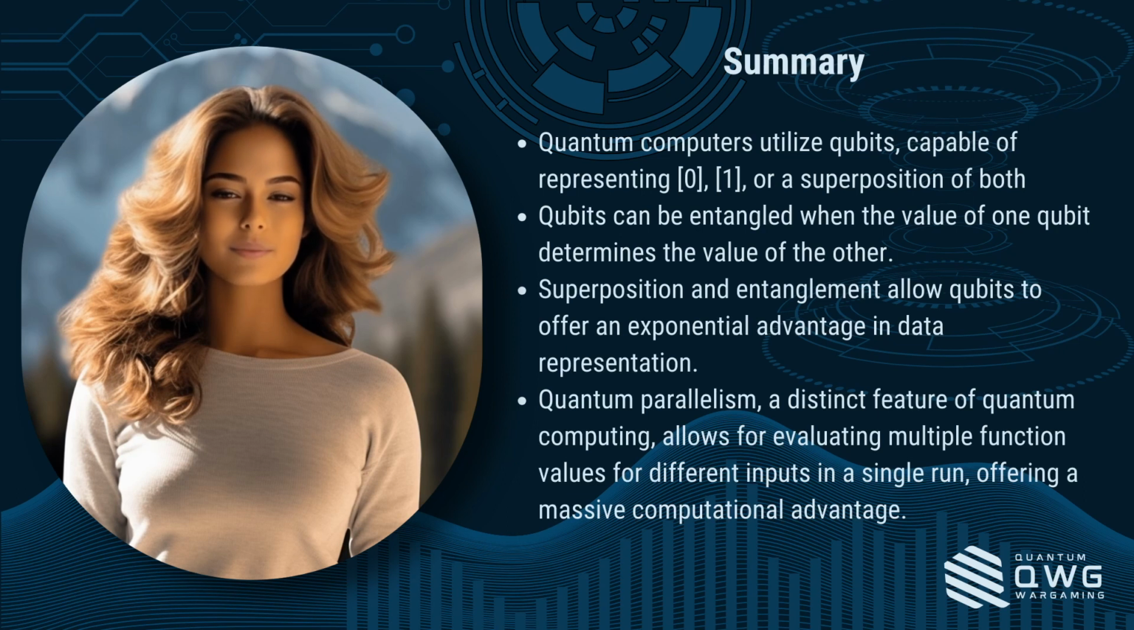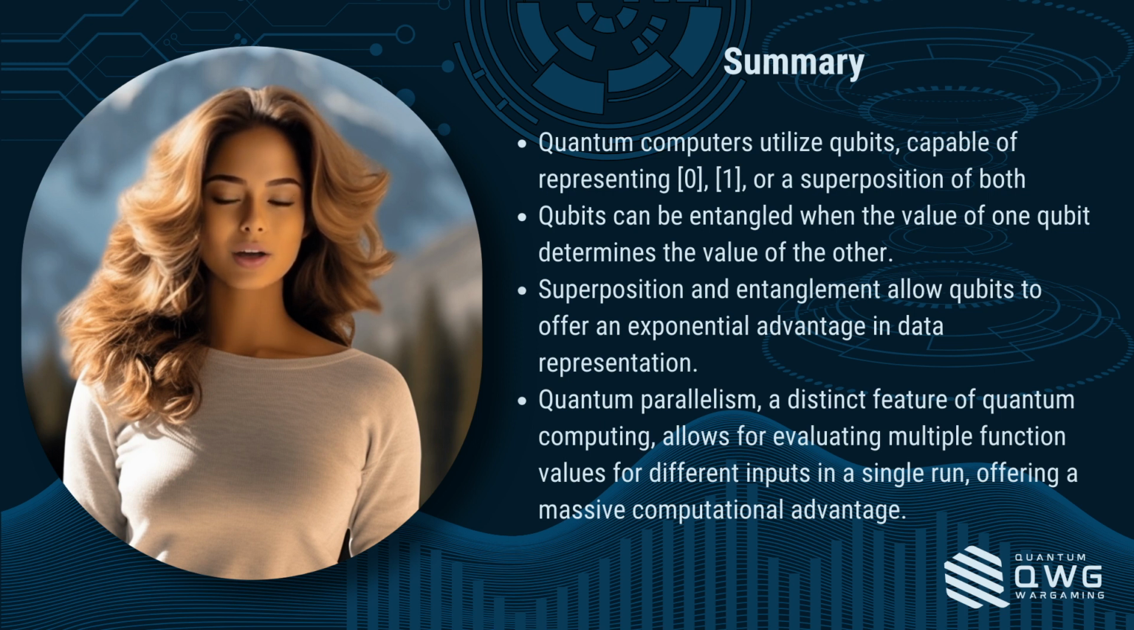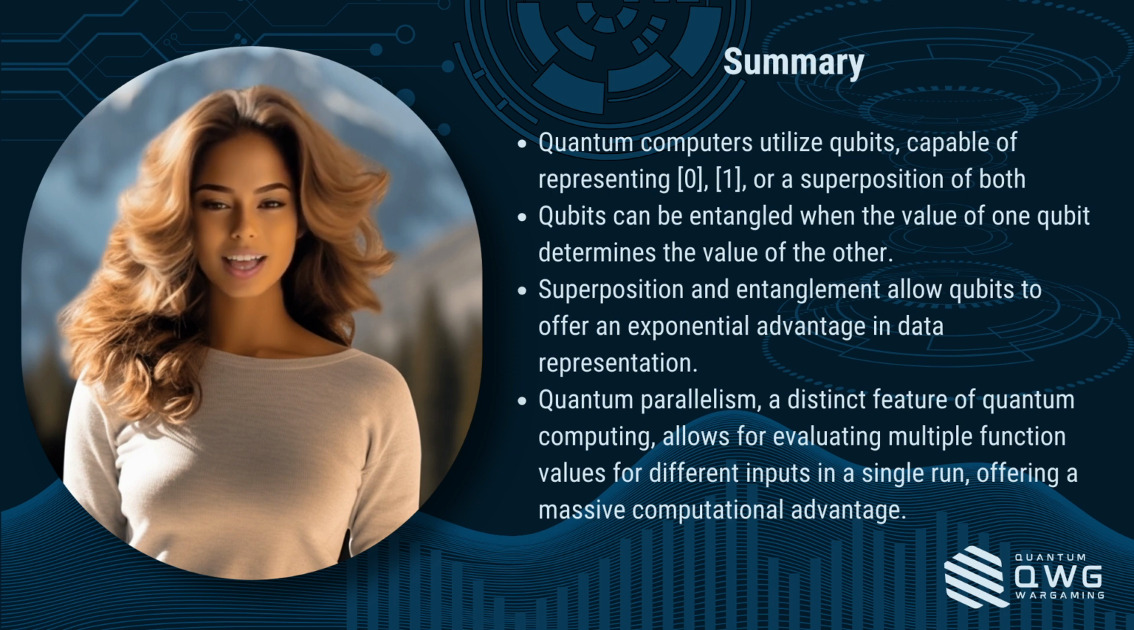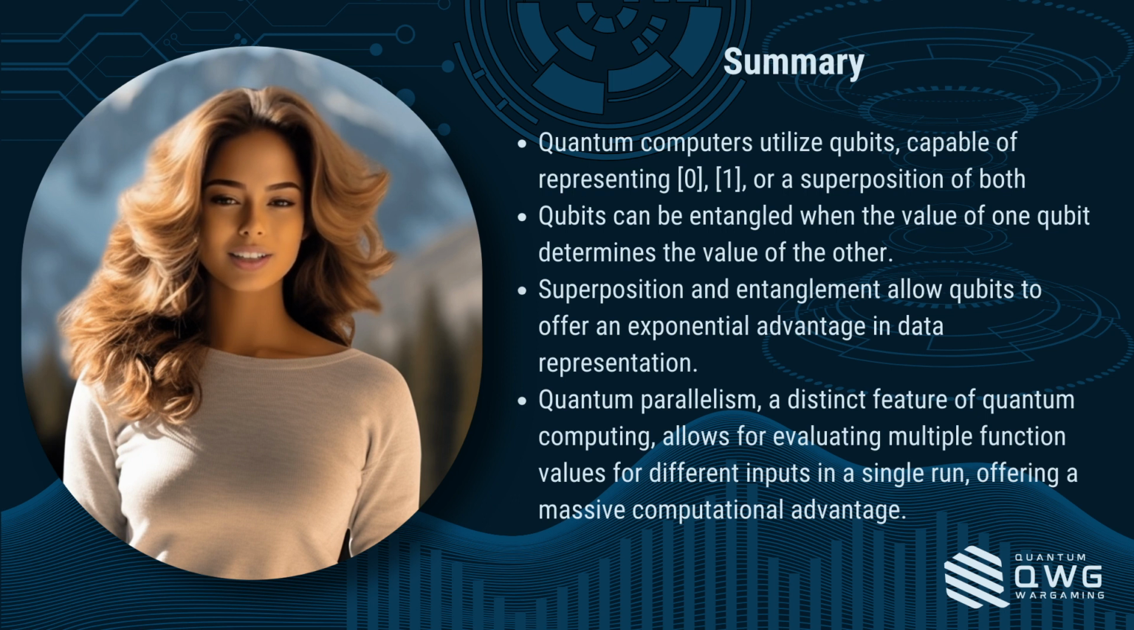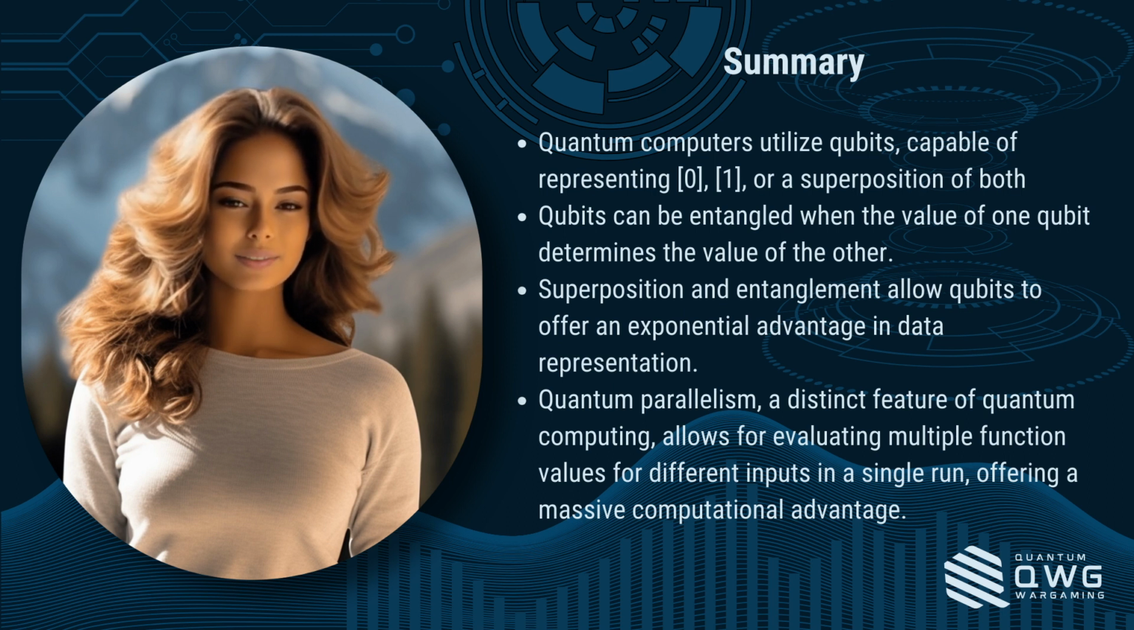And now, let's summarize what we have learned in today's session. Quantum computers utilize qubits, capable of representing 0, 1, or a superposition of both. Qubits can be entangled when the value of one qubit determines the value of the other. Superposition and entanglement allow qubits to offer an exponential advantage in data representation. Quantum parallelism, a distinct feature of quantum computing, allows for evaluating multiple function values for different inputs in a single run, offering a massive computational advantage.